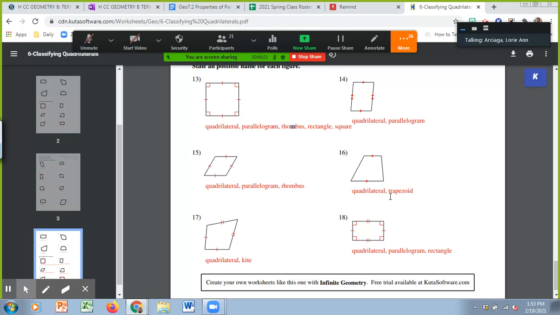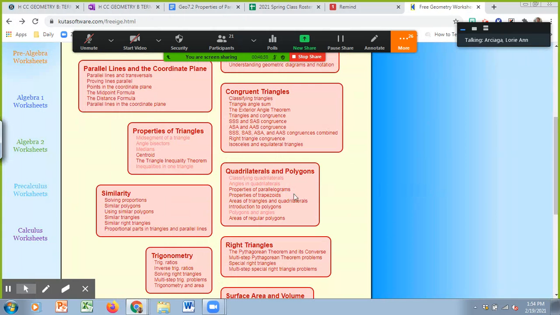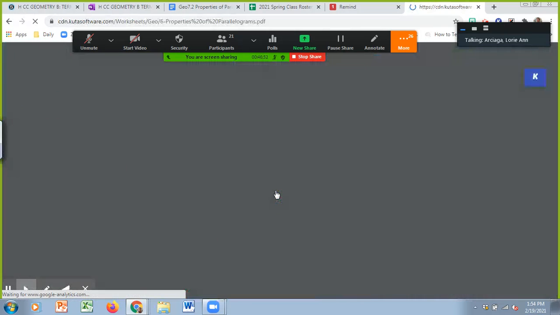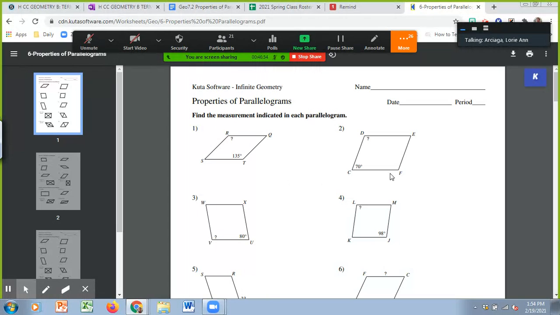Can we skip this? I want to go to the part that has computations, really. Okay, but you can always go back to this if you want to practice. So I'm sharing this resource with you. Let's go here. Properties of parallelograms. Here we go. You ready?